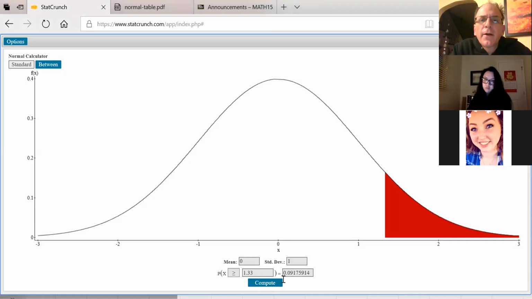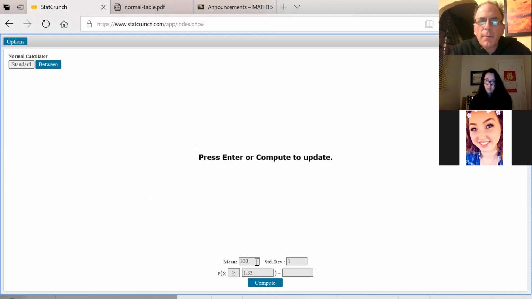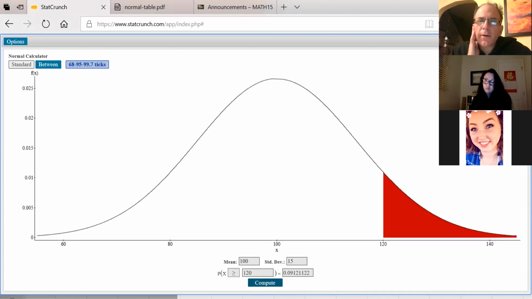Okay, so one more time, if I want to find area using StatCrunch, and I want to find the total scores that are above 1.33 standard deviations, I'm going to make sure my mean is 0, my standard deviation is 1, and I can find the area to the right of 1.33. If I'm not using z-scores, I can put in the mean and standard deviation of my actual values. So there's the mean and standard deviation.